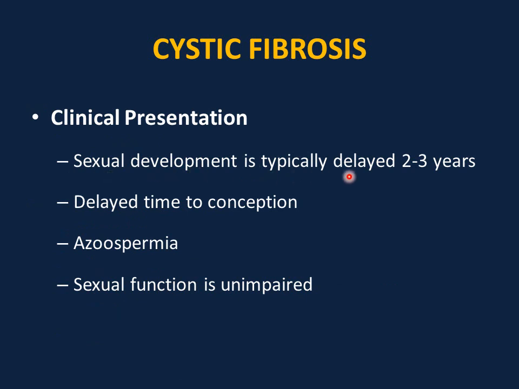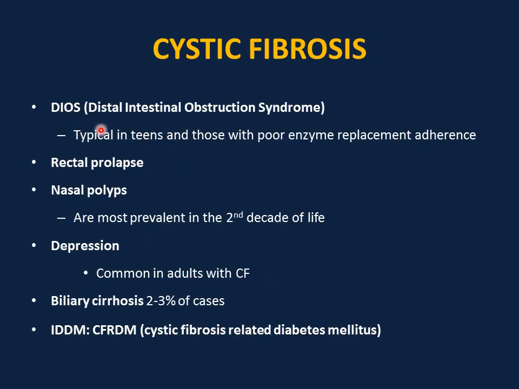Sexual development is typically delayed 2 to 3 years. Delayed time to conception may be associated with azoospermia. Sexual function is unimpaired. Patients with cystic fibrosis may present with distal intestinal obstruction syndrome because of obstruction of the intestine with thickened stool, and this can cause vomiting and abdominal pain. This is because of poor enzyme replacement adherence and typically occurs in teens.